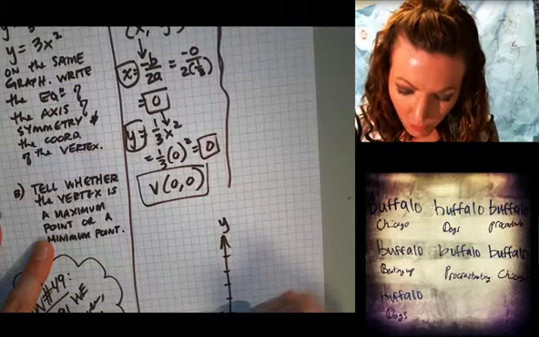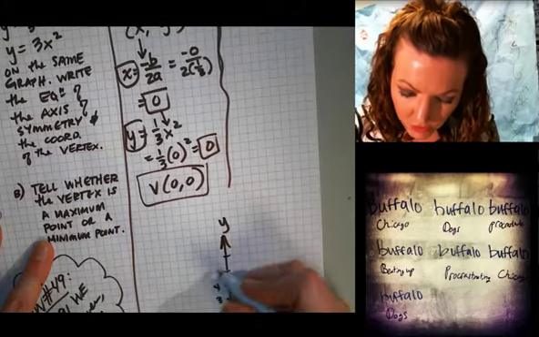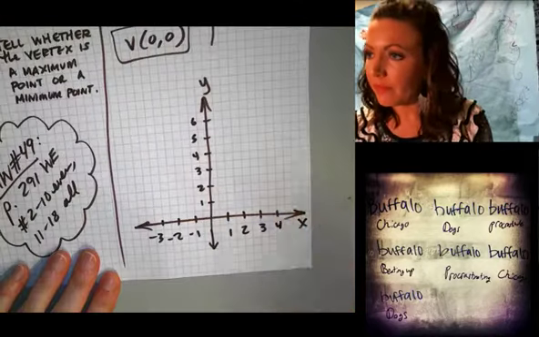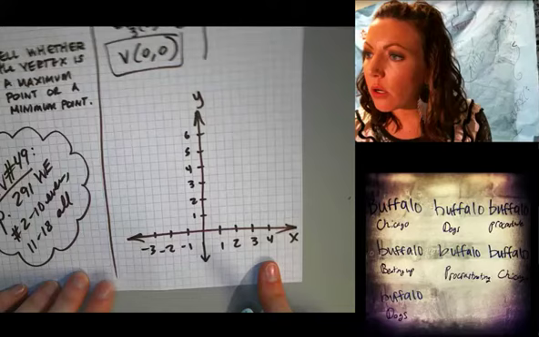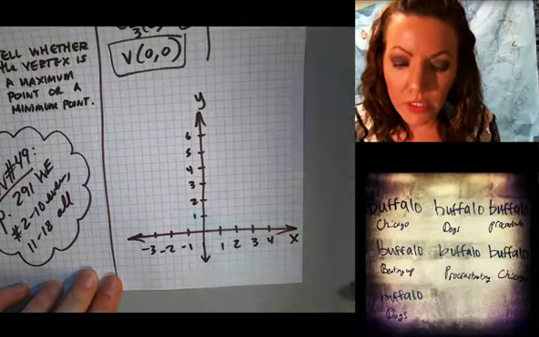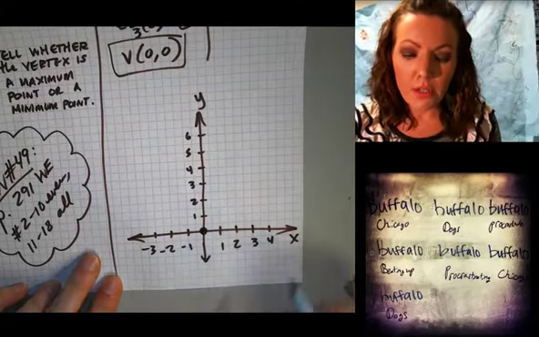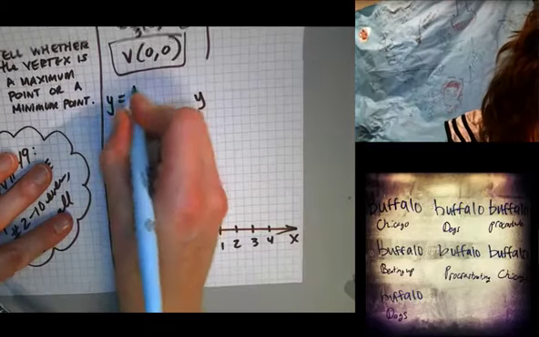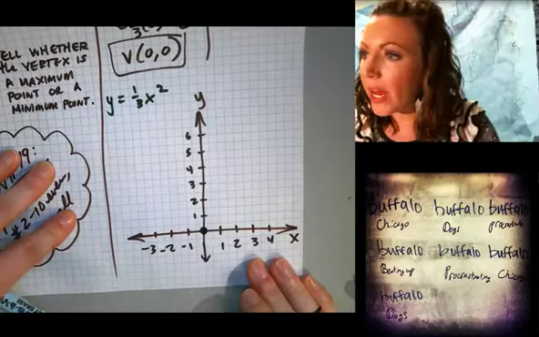Okay, so here we go. We're going to put the vertex first. So the vertex for y equals 1/3 x squared is at 0, 0. That's our first point. Okay, now here's what we do next.